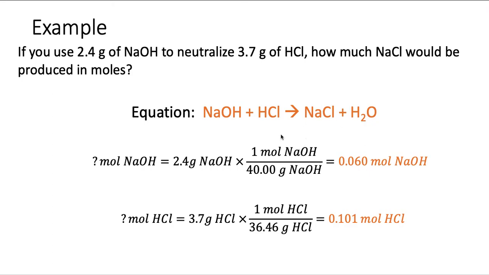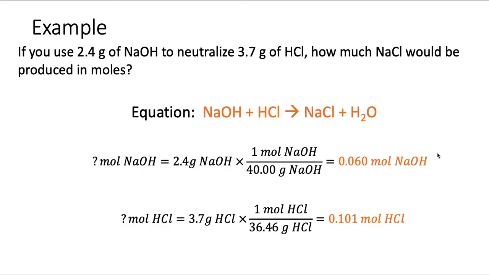Now, because I have a 1-to-1 ratio for this equation, everything is a 1-to-1 ratio, I can see that if I had 1 mole of NaOH, it gives me 1 mole of NaCl. If I only have 0.06 moles of NaOH, that will give me 0.06 moles of NaCl. Same thing if I go over here and do the same thing with moles of HCl. 1 mole of HCl gives me 1 mole of sodium chloride. What if I had 0.101 moles? That will give me 0.101 moles of NaCl.